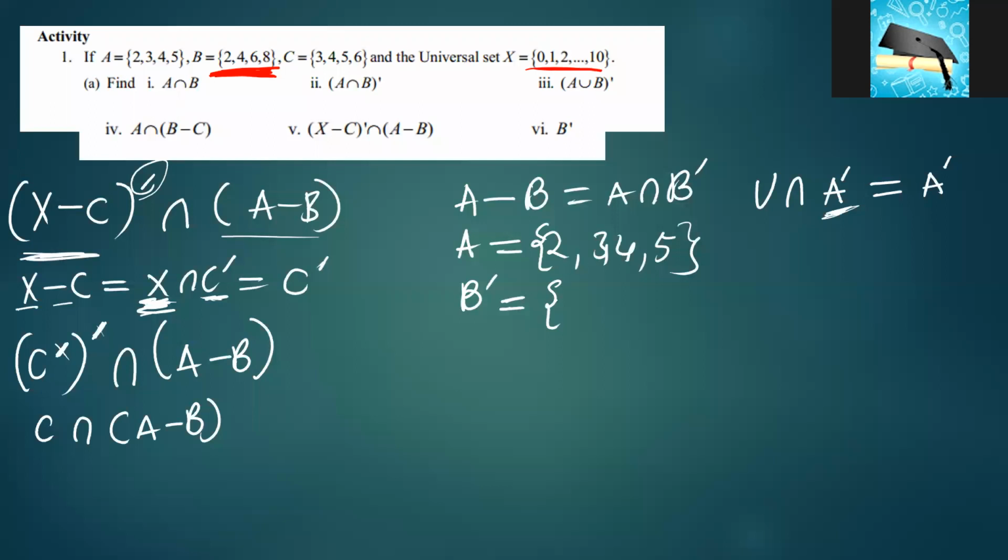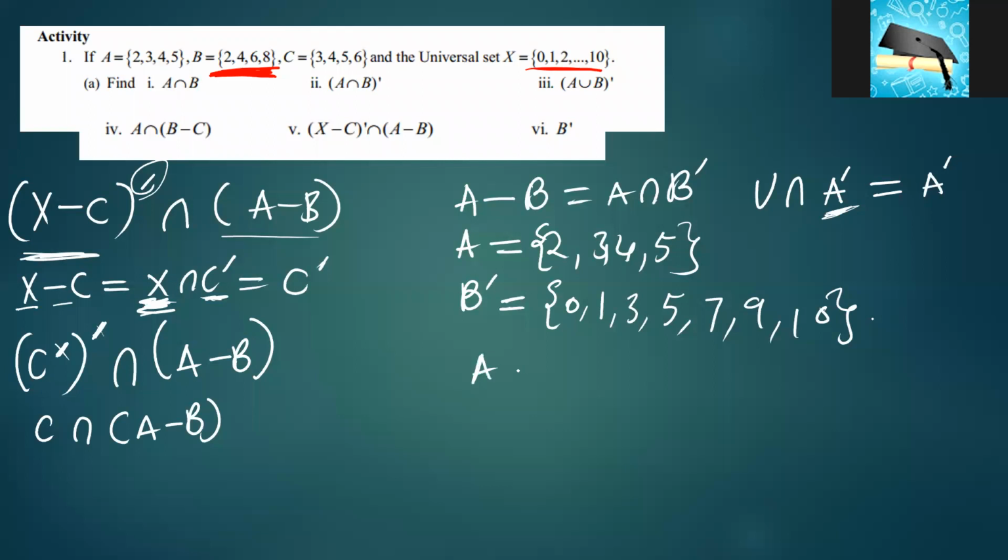So B complement will therefore be, we have 0, we have 1, then 2 is present in B, so I'm not going to write 2. Then we have 3, then 4 is present, I'm not going to write 4. Then we have 5, 6 is present in set B, so I'm not going to write it. So I'm going to write 7 there. 8 is present in set B, so it's not going to be in the complement. So we skip it, we go to 9. Then the last one is 10. So this is our B complement.